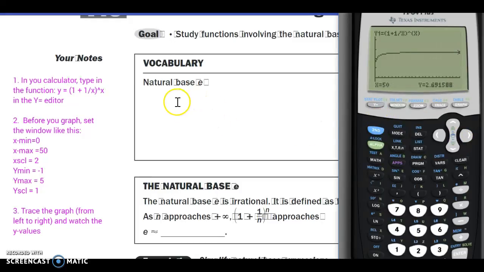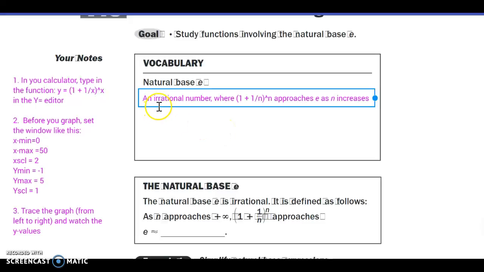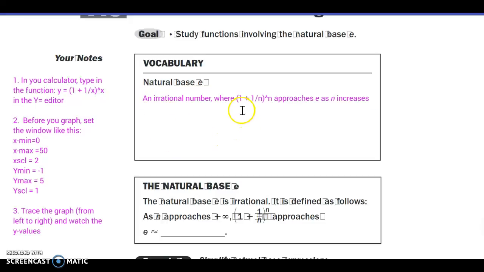So e actually comes from this function. Okay, the number that this graph is approaching is e. Okay, so I'm going to put the definition here for the natural base e. So you want to write this vocabulary definition down. E is an irrational number where this function that we just looked at approaches e as n increases. So it's approaching that number.